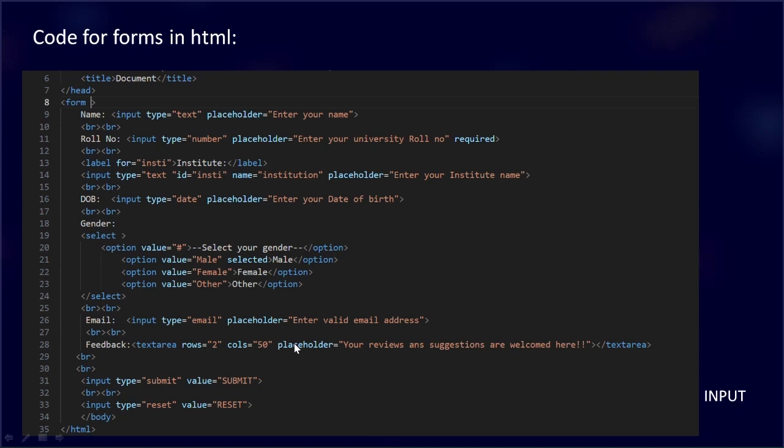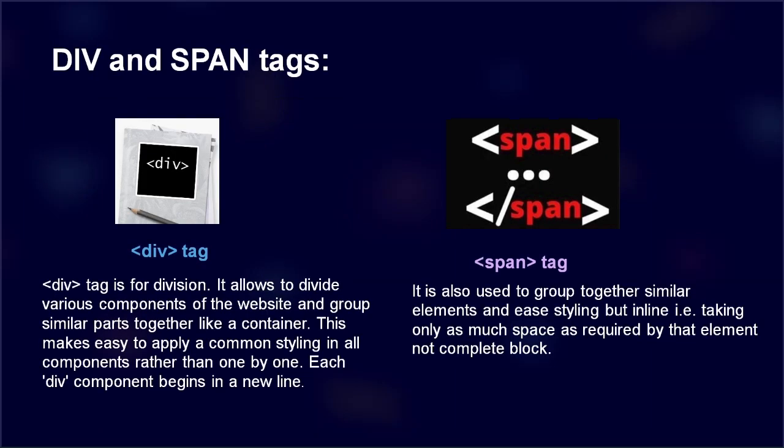So this is the code for the form, and this is the output that was generated. Next thing that we need to know about is the div and the span. So these are tags in HTML itself. Div is meant for division. So if you want to divide your website into various segments and then group them together, we can use the division tag. The span tag is also used for the same purpose, grouping together similar types of elements, but the division tag is a block element, whereas span is an inline element.